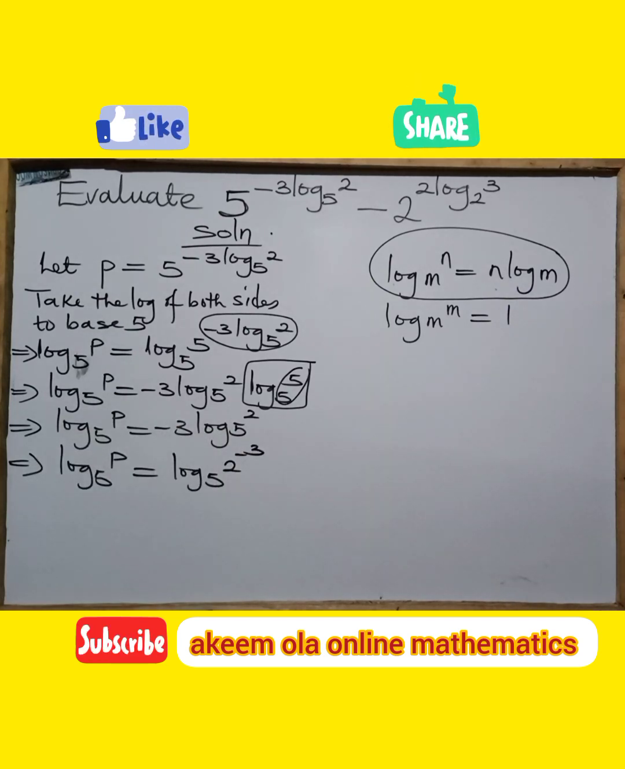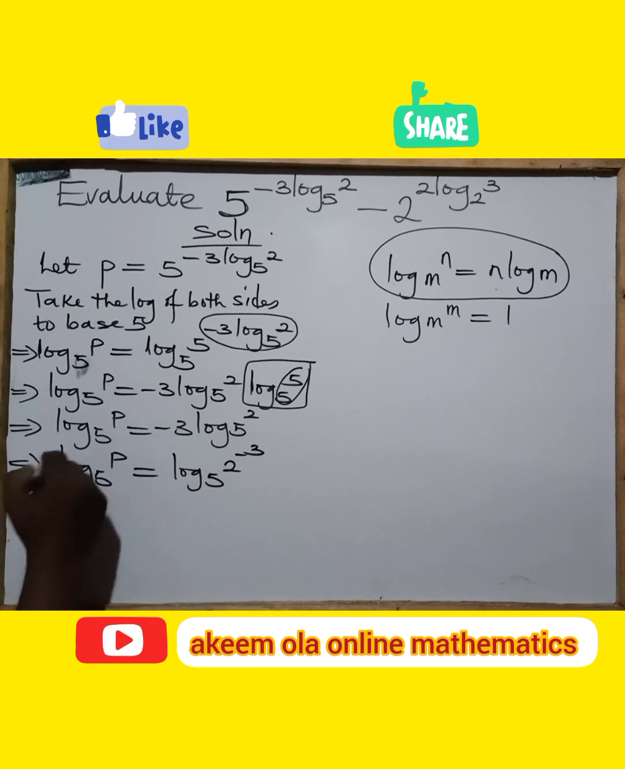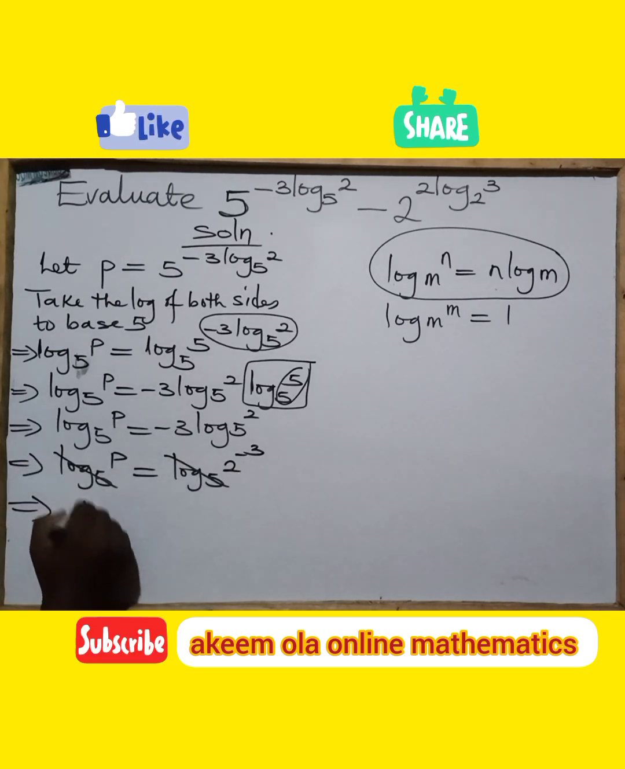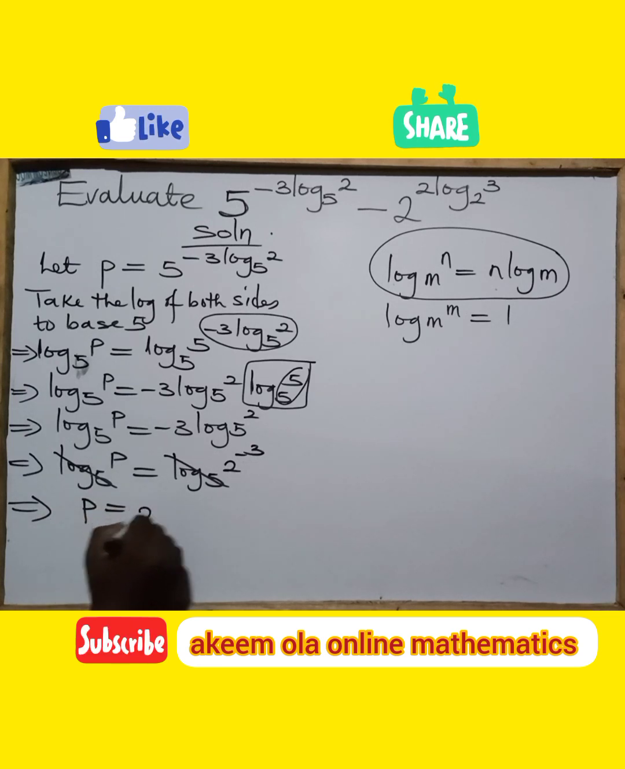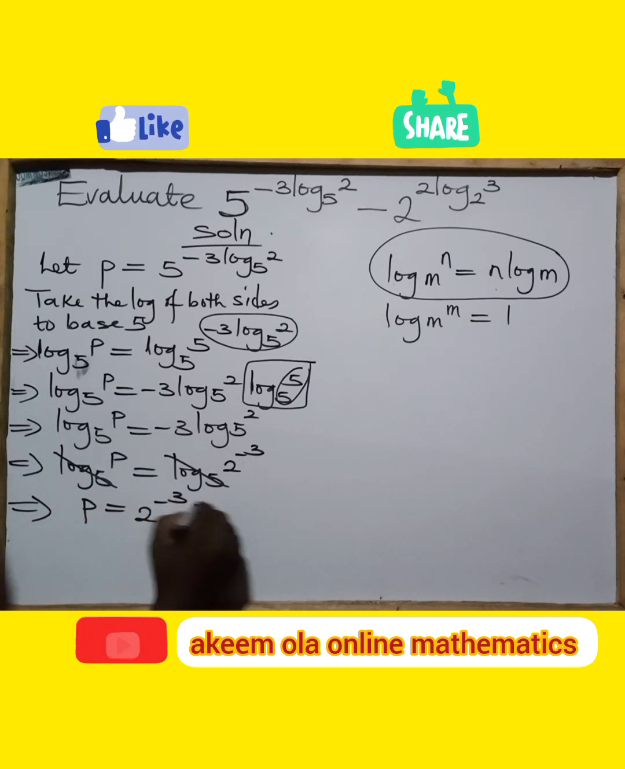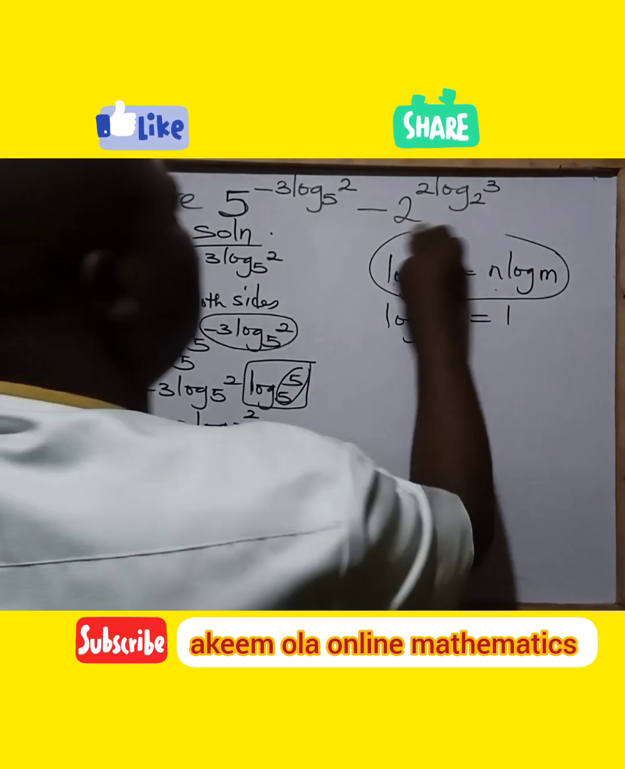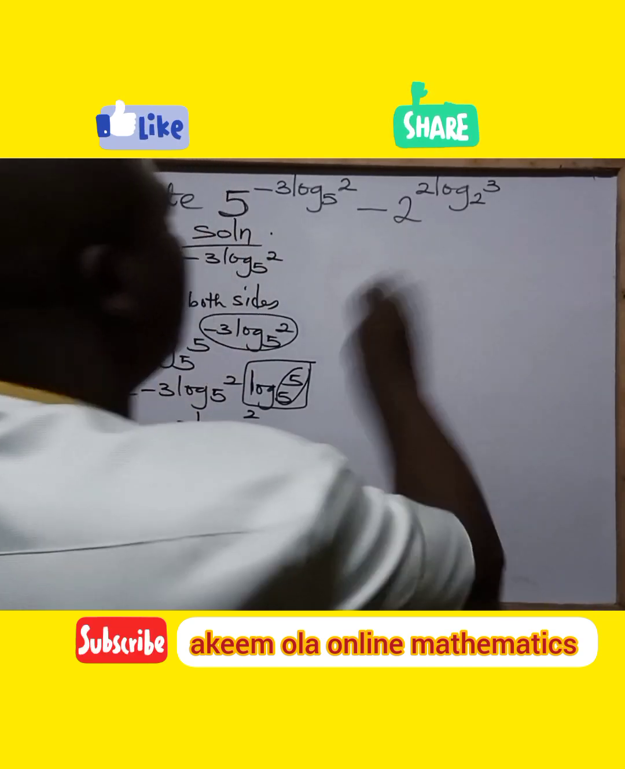Looking at this, we notice that log 5 is on both sides of the equation. So the log 5 will cancel out. So we are now left with P is equal to 2 raised to power minus 3, which is equal to 1 all over 8. We have gotten an answer for the first part of the question.